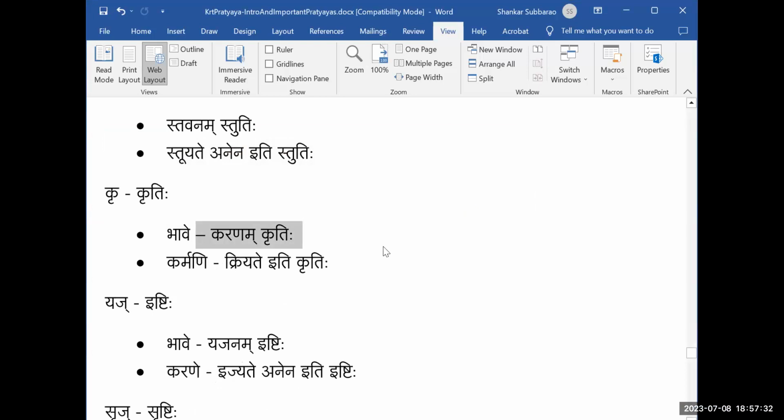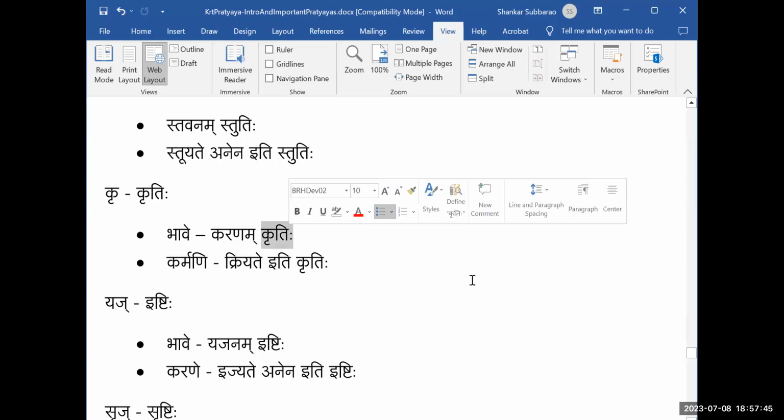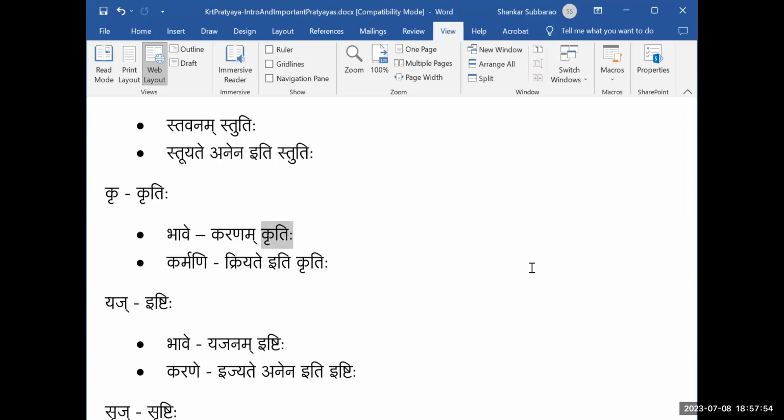One of you can answer. Doing. Correct. Bhave artha. Kritihi means what? Thin. Kritihi means what? Doing, in Strilinga. Correct. The linga is different, but the meaning is exactly the same. Doing. Okay. That's what I want you to see.